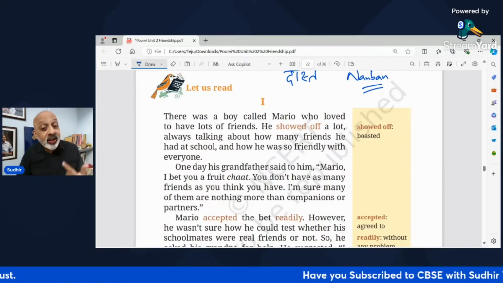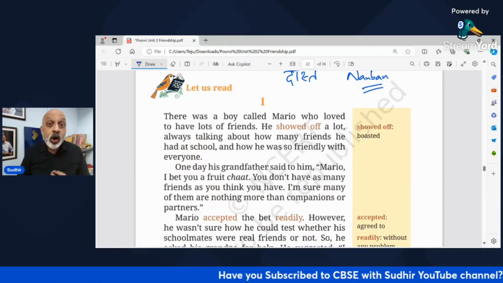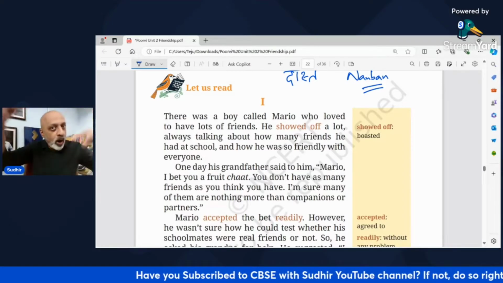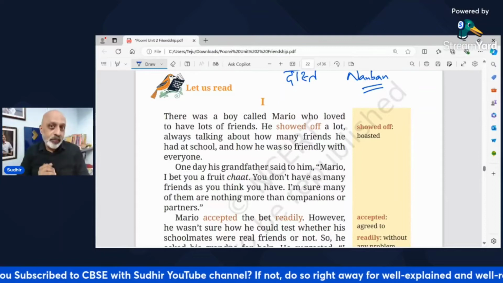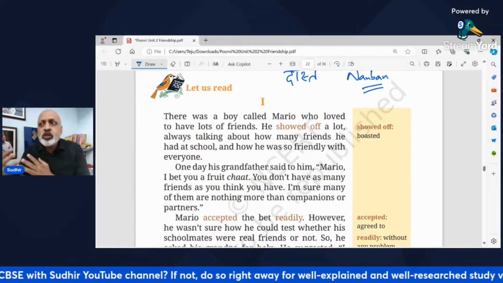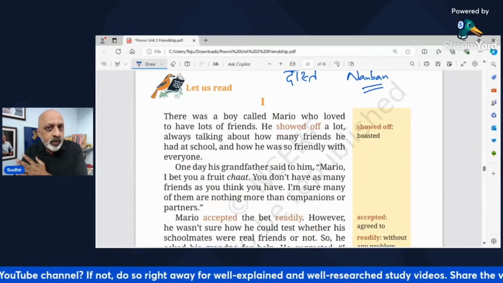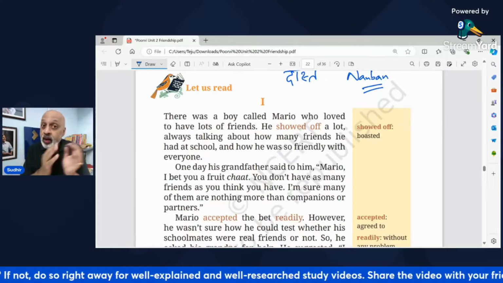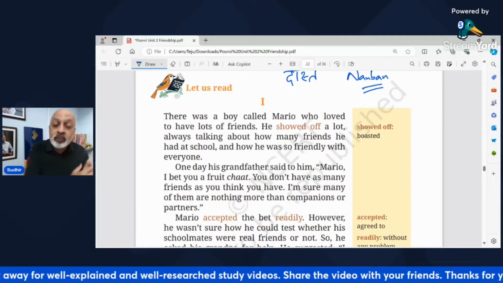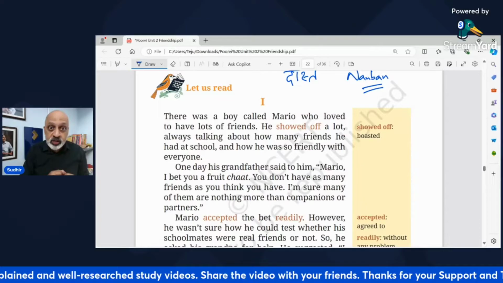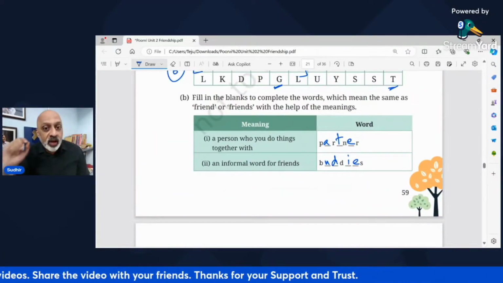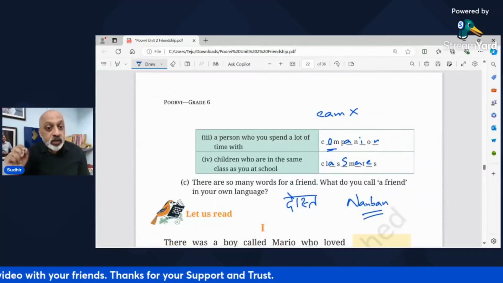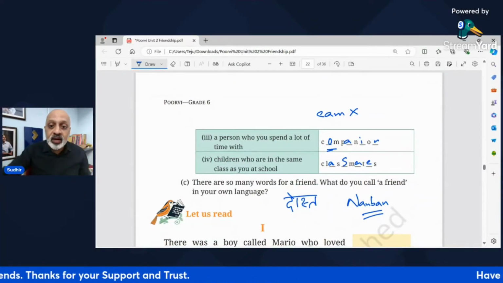I'm sure they are nothing more than companions or partners. Now you go up the page and see what was the meaning of partners and companions. Companions basically means you spend a lot of time with them, but they are not your friends. Partners is someone who you do something along with, right? That was the meaning of the word, right? Let's go up. You do things together with, they are partners. And a person who you spend a lot of time with, he's a companion.